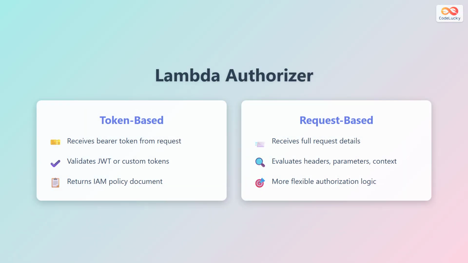Lambda Authorizers come in two flavors. Token-based authorizers receive a bearer token from the request, validate JWT or custom tokens, and return an IAM policy document that specifies what resources the caller can access. This approach is ideal when you're working with standard token formats. Request-based authorizers, on the other hand, receive the full request details including headers, parameters, and context. They can evaluate all of this information to make authorization decisions, providing more flexible authorization logic. This is useful when your authorization depends on multiple factors beyond just a token, such as the request path, query parameters, or custom headers.